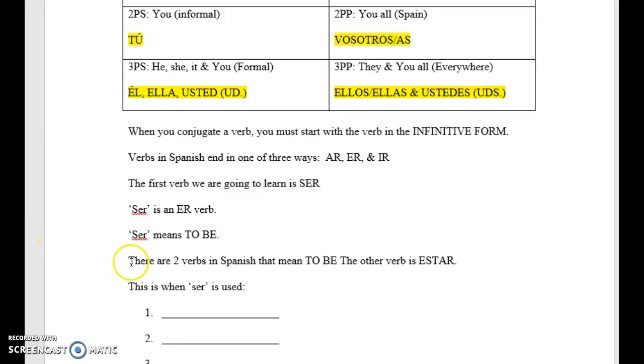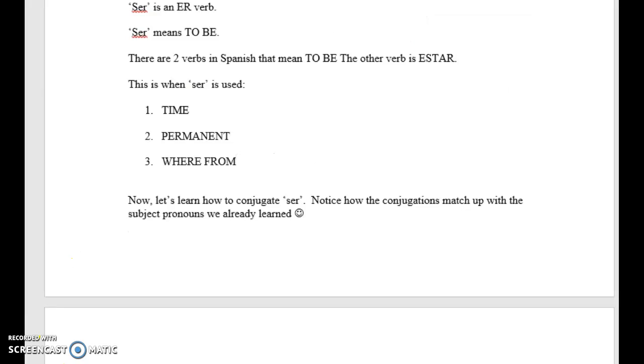For your information, there are two verbs in Spanish that mean to be. The other verb is estar. We're not going to worry about estar today other than to know it exists. The way that we can tell the difference if a sentence needs to use ser or estar is based on the situation. We're going to take a look at three examples when ser is used. Ser is used in Spanish when you are telling time. Ser is also used when talking about a permanent characteristic.